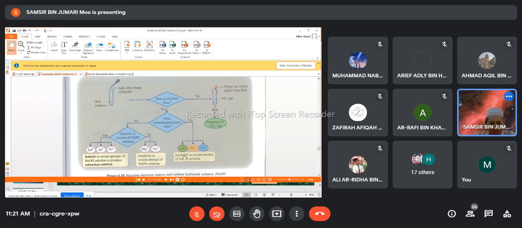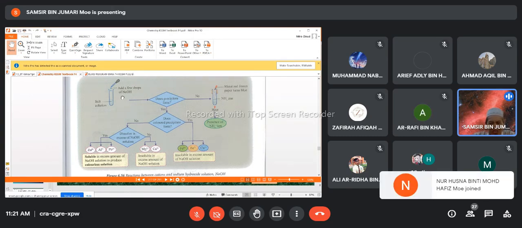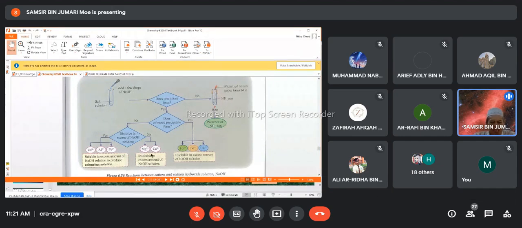Okay, by using the sodium hydroxide solution, we will find that magnesium ion and calcium ion will produce a precipitate. A white precipitate will be formed in the test tube that does not dissolve in excess sodium hydroxide solution. Okay, this is for the cations magnesium ion and calcium ion.